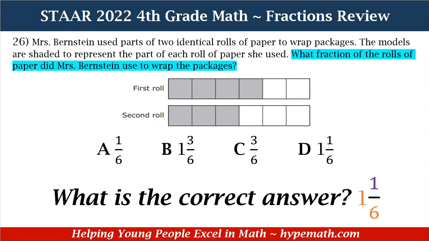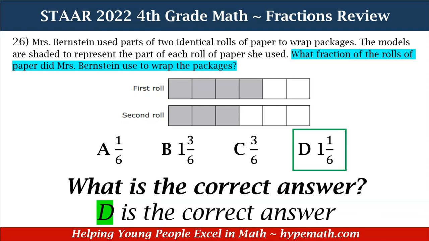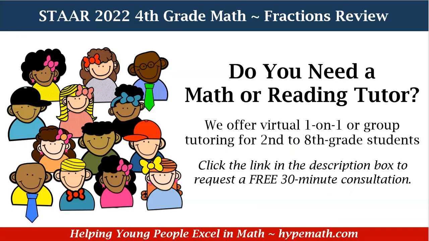So now that we know what our answer is, the next thing we need to do is look at our answer choices to see which answer shows 1 1/6. And as we're looking, we see that it is D. 1 1/6 is the correct answer. Great job, 4th graders. And that is it for Fractions Review Part 5.